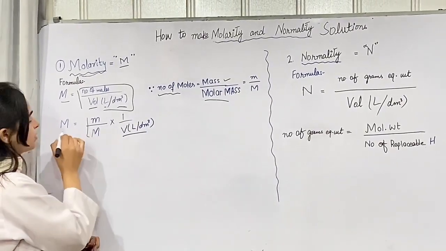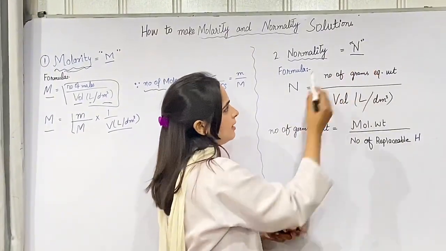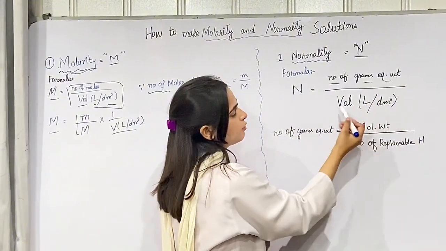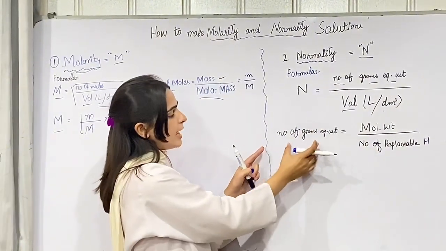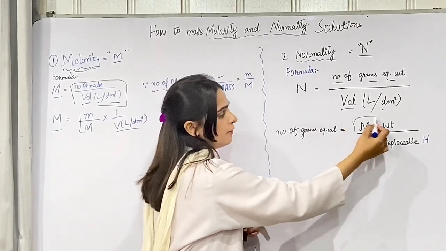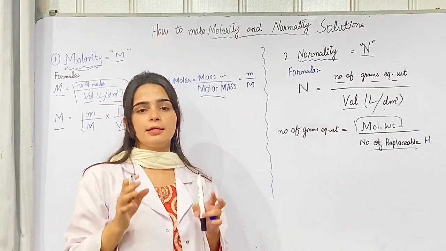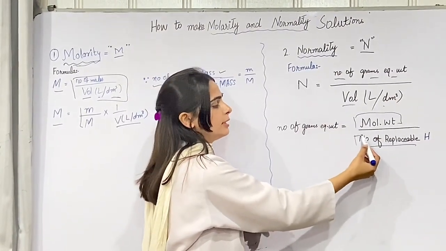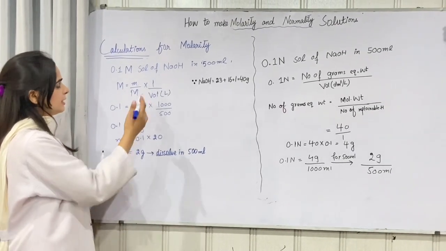in dm3. In case of normality, normality is represented by N. The formula of normality is number of grams equivalent weight divided by volume in dm3. The number of grams equivalent weight is equal to molecular weight divided by number of replaceable hydrogen. For example, if a species contains a number of hydrogen, we will divide by how many hydrogens it will give. Now we will perform the calculations for molarity.